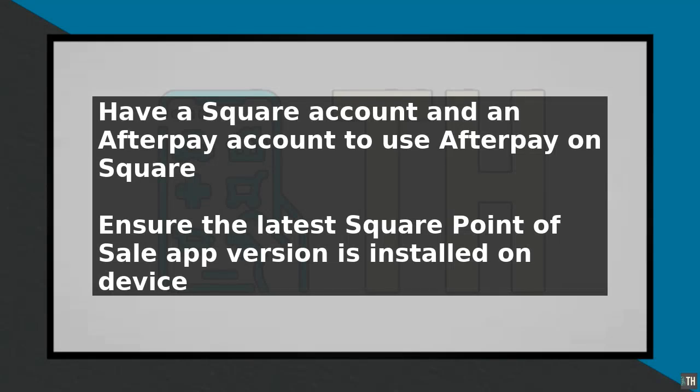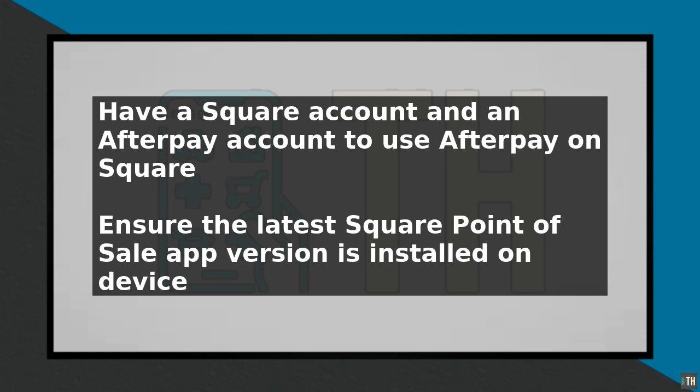To use Afterpay on Square, you need to have a Square account and an Afterpay account. First, ensure you have the latest version of the Square point of sale app on your device. Next, go to the Square dashboard and navigate to the app marketplace. Then search for Afterpay and click Get Started.